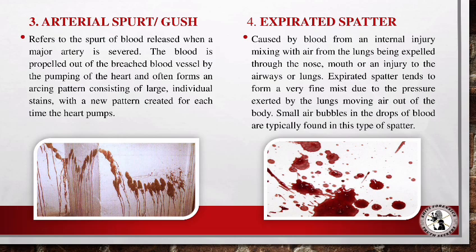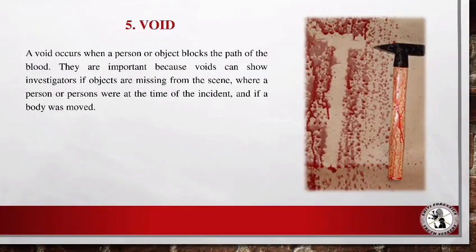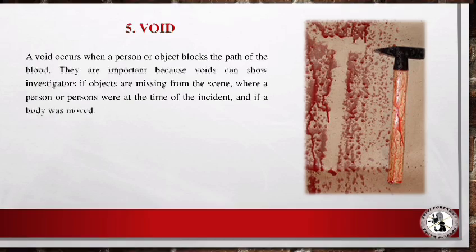Next is expirated spatter. This results when blood is mixed with the air from the lungs and expelled through the nose or mouth. Small air bubbles are often visible within these stains. The last one is void patterns. This occurs when a person or object blocks the path of the blood. Voids are extremely valuable as they can reveal where an object or individual was located during the incident or if something was removed from the scene later.